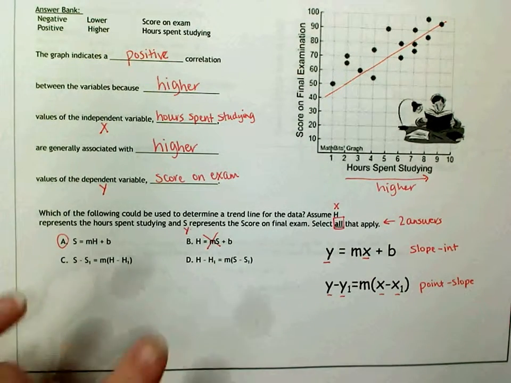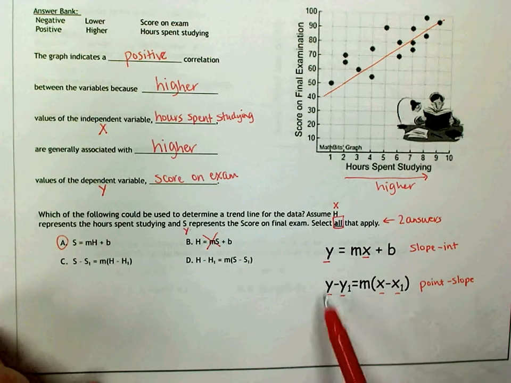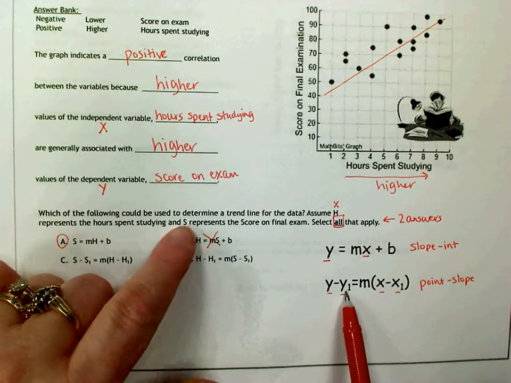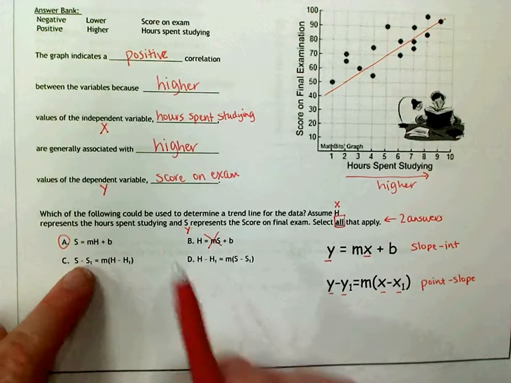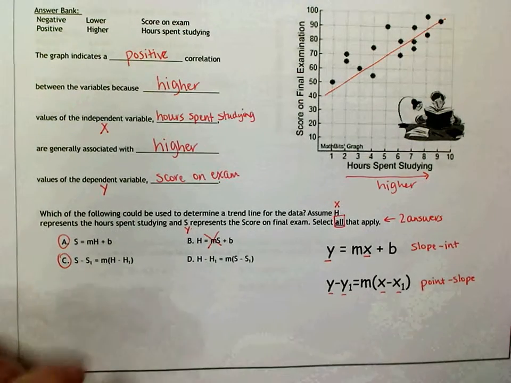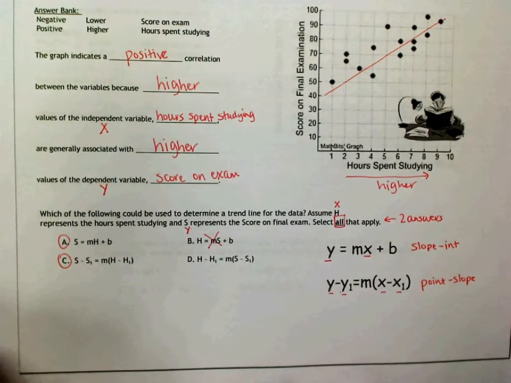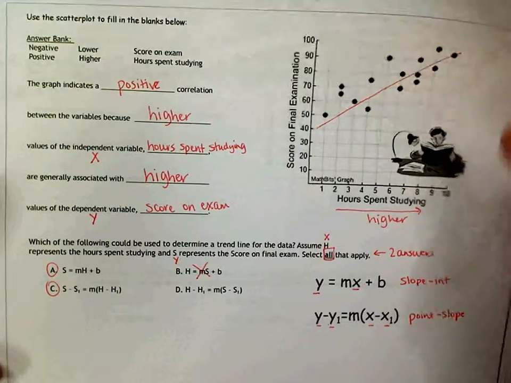Now I have to pick between these two which one correctly put in the variables in the point-slope form. So remember, I want these to be s's over here. So you see how this one has h's here and this one has s's? This one is correct. They replaced the y's with s's for the scores. Okay, so let's look at another example together.